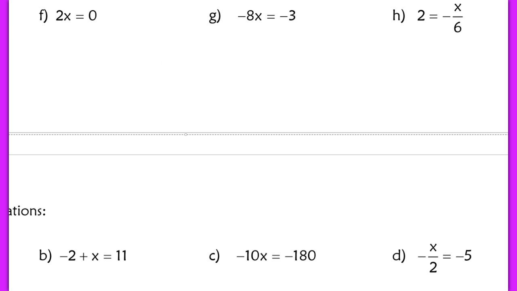Now f is sometimes a little confusing for students because here it has a 0 on one side and they don't know what to do sometimes with the 0. But what I want you to do is look at how the 2 here and the x are combined.